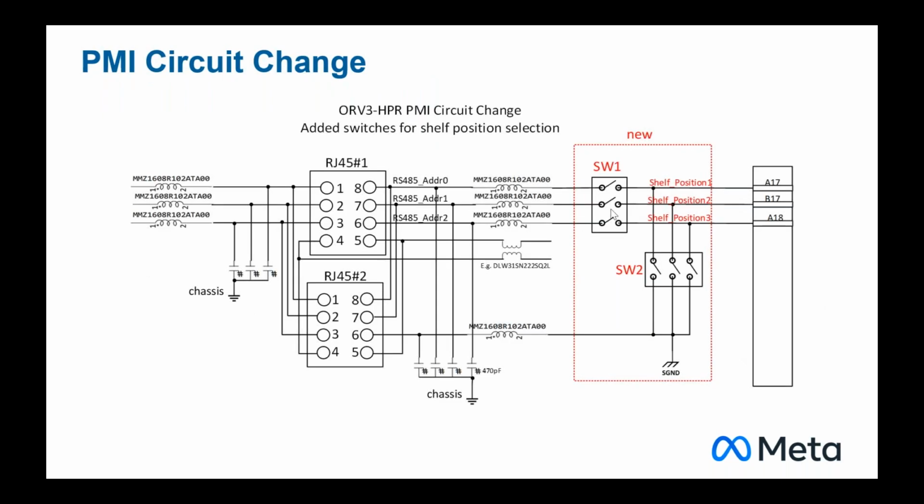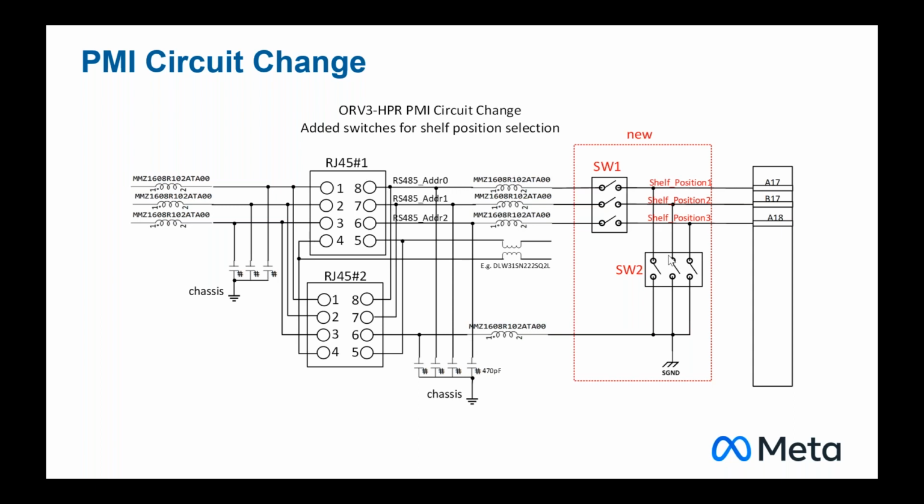Okay, to support 3 shelves in parallel, we don't have enough addresses based on the original ORV3 design. Originally, the Modbus address only supports 2 shelves in parallel. To solve this for 3 or more shelves in parallel operation, I modified the PMI circuit. So I added 2 small DIP selector switches on the PMI board. PMI is an open frame board.